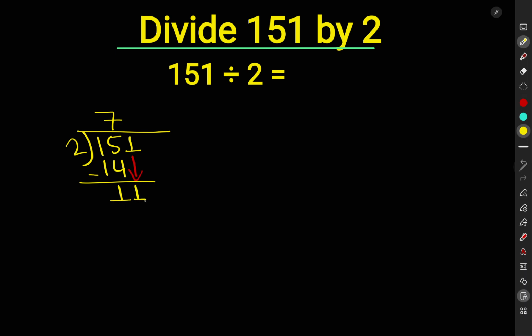So it became 11. So 2 times 5 means 10. On subtracting we get 1. So again this 1 is less than 2 and there is no other number beside. So we put decimal so that we take 0. So now it became 10. So 2 times 5 means 10. On subtracting we get 0.